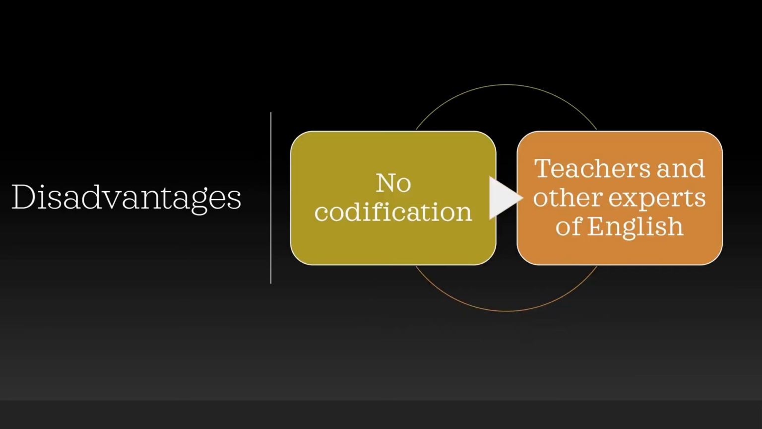One disadvantage that this model could have is non-existent codification. It means that there are no materials to teach the local variety of English. However, there is a solution for that, and this solution is local teachers and other experts of English, who are qualified enough to prepare their own materials for the classes.